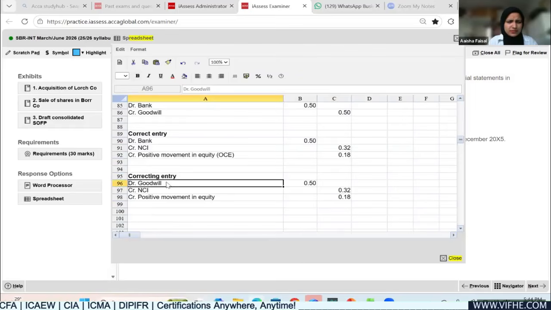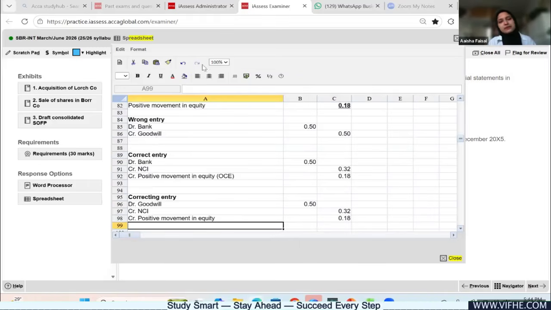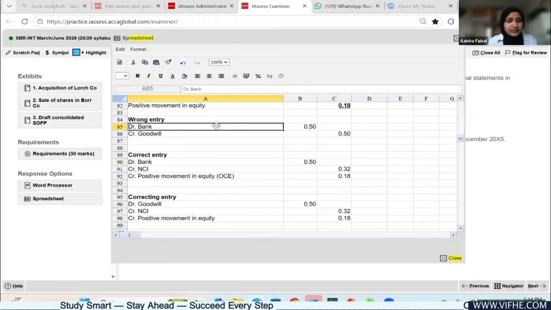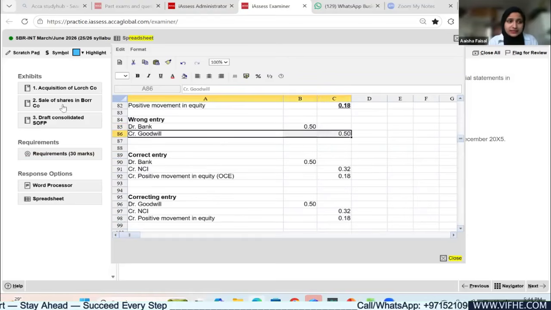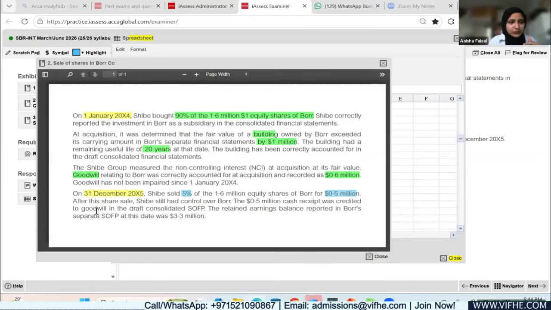Sorry, guys. Y'all are absolutely not right. What I'm trying to say is that y'all are saying goodwill is a debit element, no? So if you would want to treat goodwill, it would have been on the debit side. Okay, so understand one thing. What they said is that the wrong entry that has been passed is that the credit element they have recorded is in goodwill. Let's go back to the scenario and see. If you can see here, and I will highlight what is wrong. The 0.5 million cash receipt was credited to goodwill.